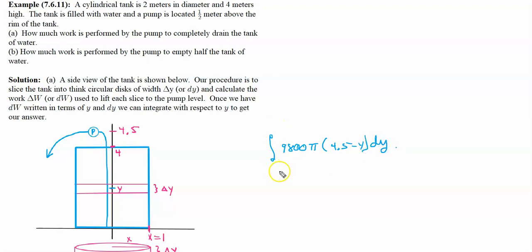What are the limits of integration going to be? If we're only going to drain half of the tank, then this y is going to vary from location 2 up to location 4. So we're only picking up the slices in the top half of the tank. The y's are going to vary from 2 to 4, so we integrate from 2 to 4, and that's going to be our answer. Let's see what we have down here for that.